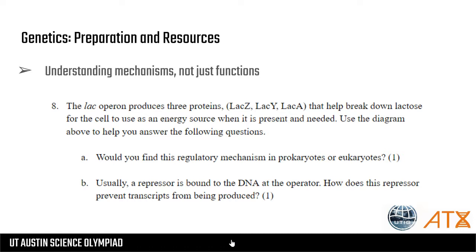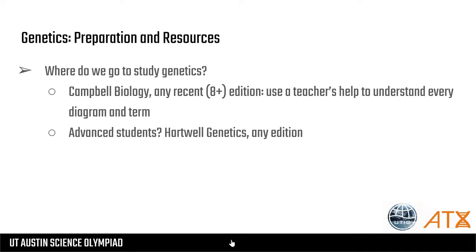Now, here, you might read in a textbook that a repressor is bound to the DNA at the operator. If you look at 8b, I give you that information. And then I ask, how does this repressor prevent transcripts from being produced? You would know that it physically prevents a specific protein from binding, and you would give me that, and I would give you a point there. But in most textbooks, you'll just get the first thing, but you should always ask yourself why. I'm not going to go into that too much. I feel like that's kind of given knowledge, and I'm not going to keep emphasizing it for no reason.